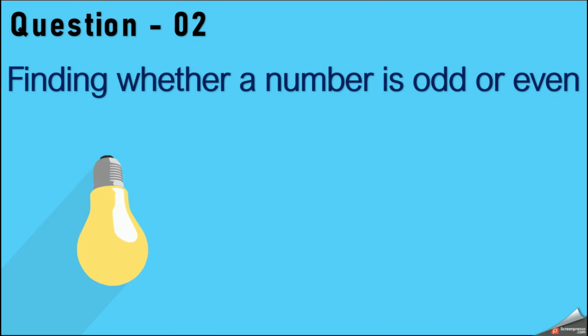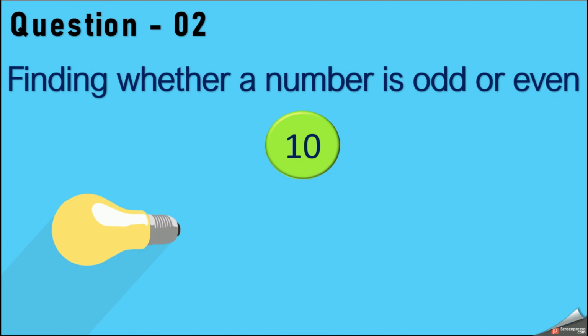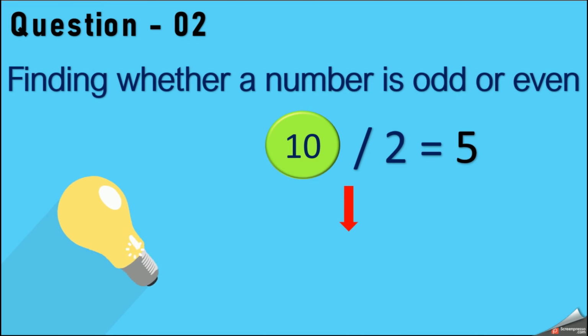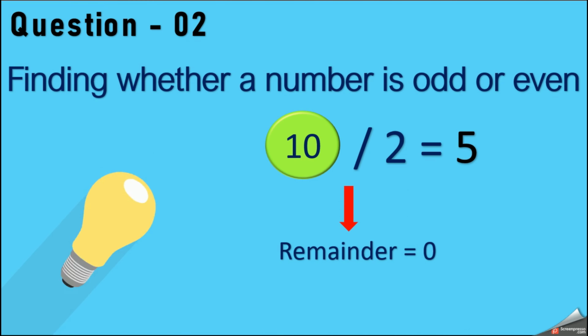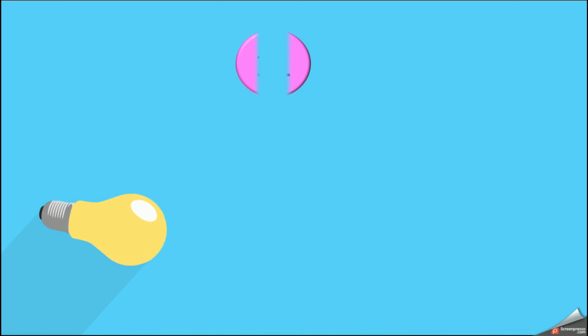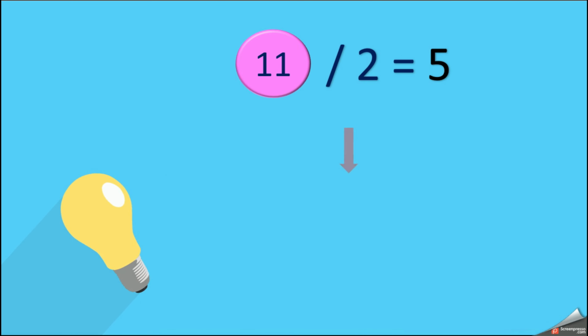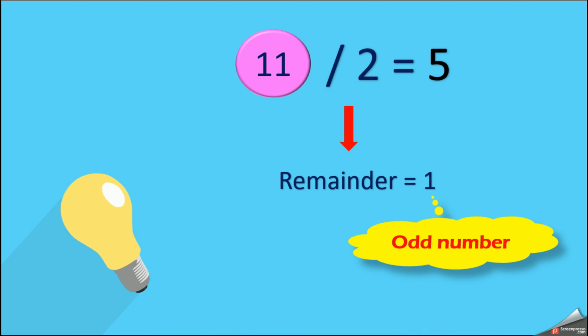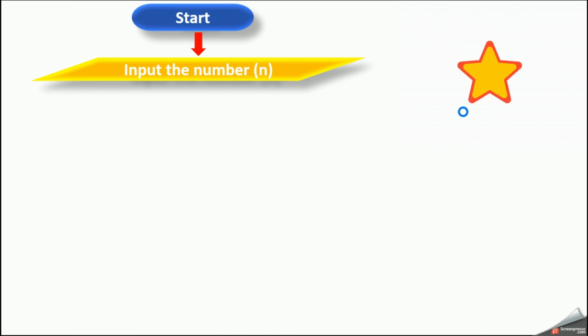As we have learned in our small ages, if a number is even, the remainder, what we get after dividing, should always be 0. Or else, if our number is odd, the remainder should be always 1. So, I have started with my oval symbol as usual. Now, I am going to input the number that I need.